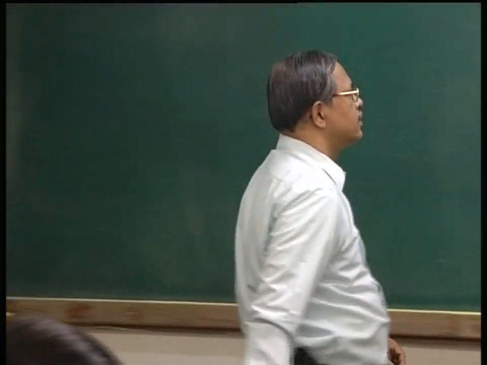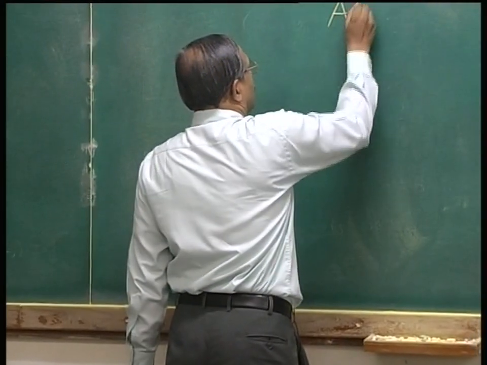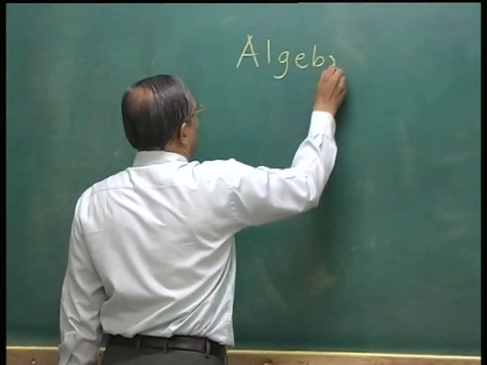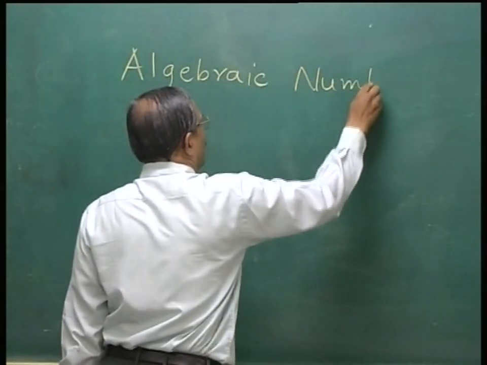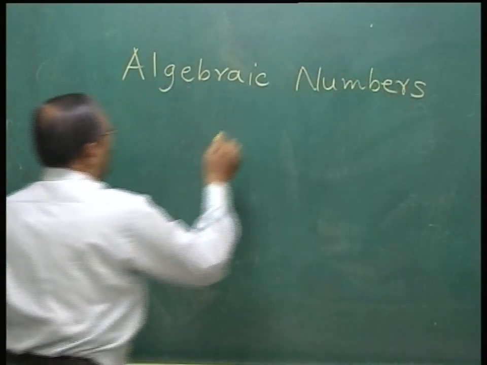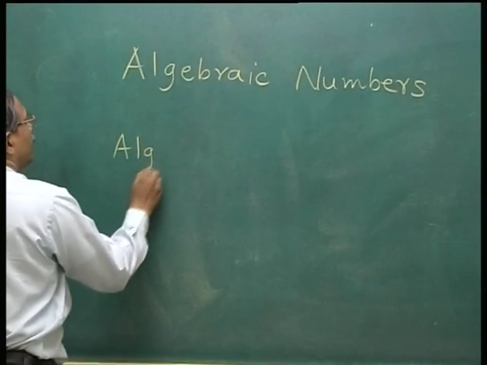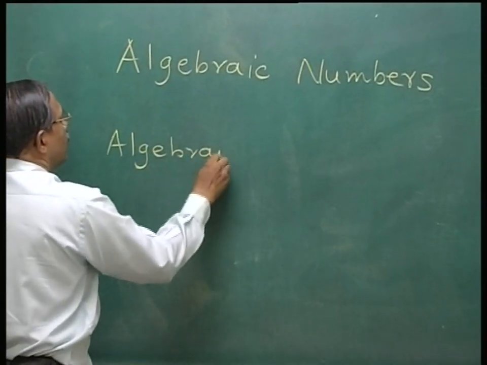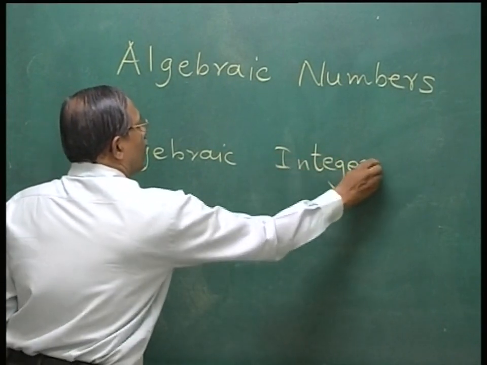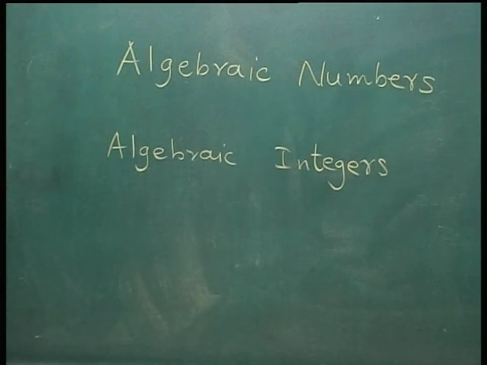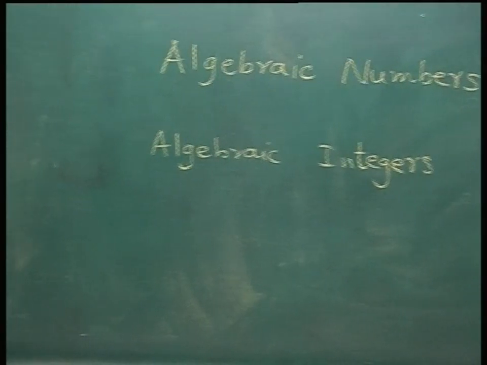Today we shall discuss algebraic numbers and algebraic integers. And before that we will study some properties of polynomials with rational coefficients.